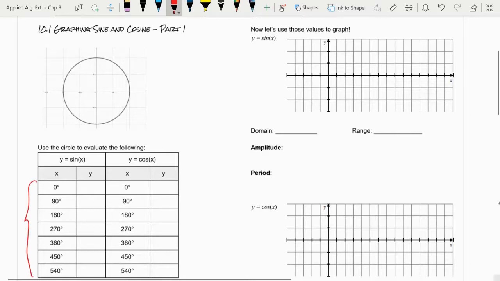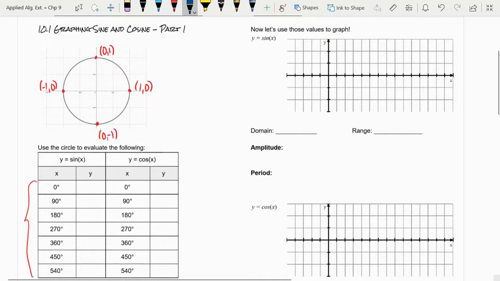And notice I just have 0, 90 degrees, 180 degrees. So those are only those quadrantal angles, or the points that fall on the axis. So I'm going to go around my unit circle up here and just label these points. This would be (1, 0), (0, 1), (-1, 0), and (0, -1).